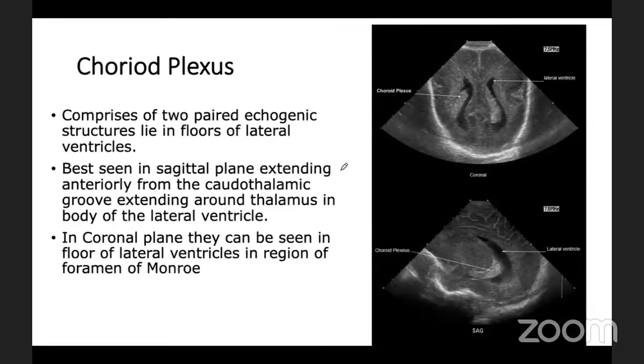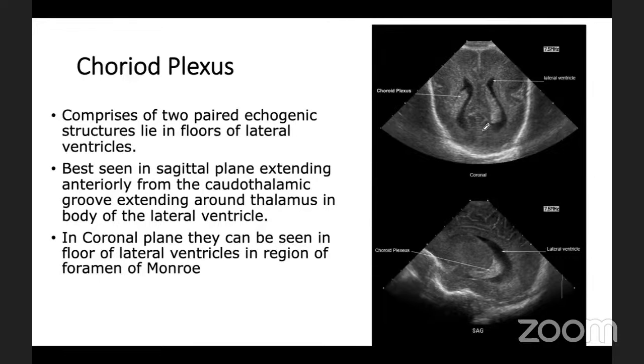Choroid plexus is another important landmark to identify. It comprises two echogenic structures which lie in the floor of the lateral ventricle. These are the two choroid plexuses, and if you see, these are echogenic. They are brighter as compared to others. And they are best seen in the sagittal plane, extending from here. This is the caudothalamic groove around the thalamus.